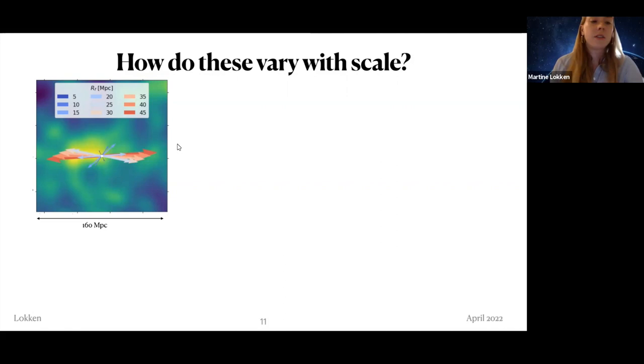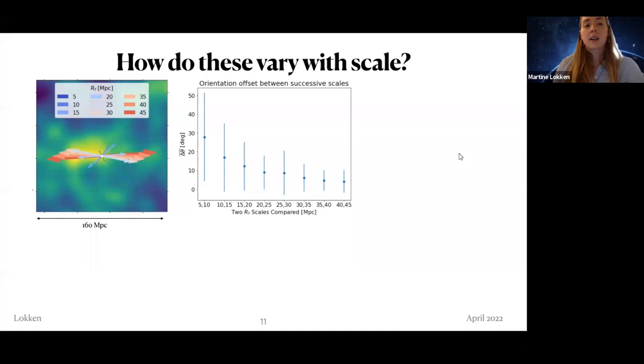And so if you look at a cluster sample and you ask, okay, if we successively smooth more and more, then you compare each successive smoothing scale in terms of the average offset in the orientation angle from the more fine grain to the next, slightly more coarsely grained smoothing.